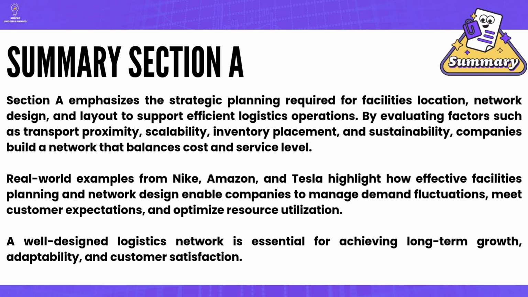Section A emphasizes the strategic planning required for facilities location, network design, and layout to support efficient logistics operations. By evaluating factors such as transport proximity, scalability, inventory placement, and sustainability, companies build a network that balances cost and service level. Real-world examples from Nike, Amazon, and Tesla highlight how effective facilities planning and network design enable companies to manage demand fluctuations, meet customer expectations, and optimize resource utilization. A well-designed logistics network is essential for achieving long-term growth, adaptability, and customer satisfaction.